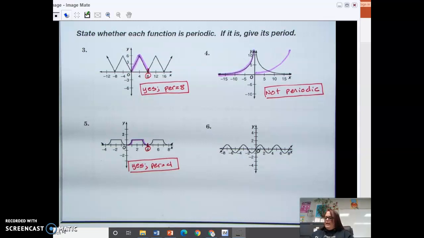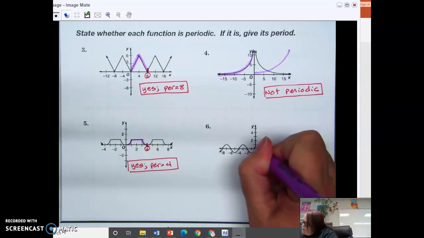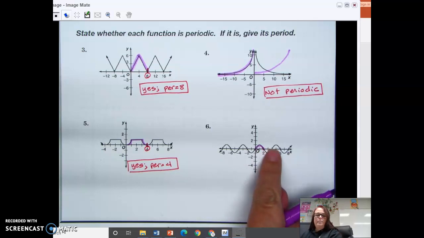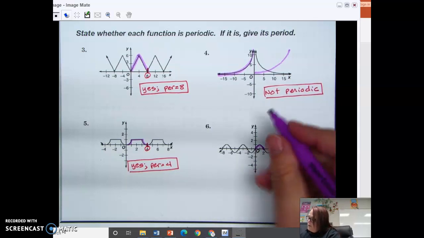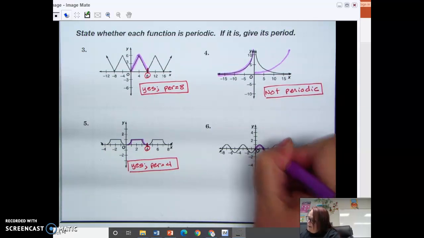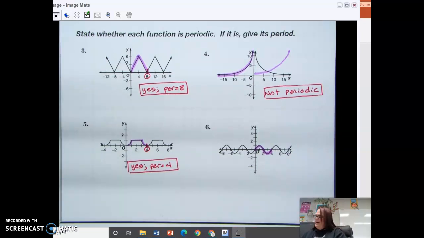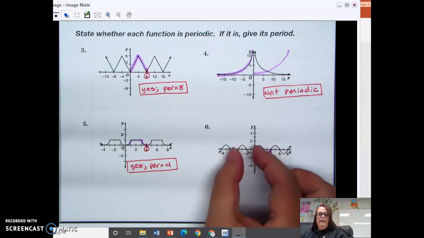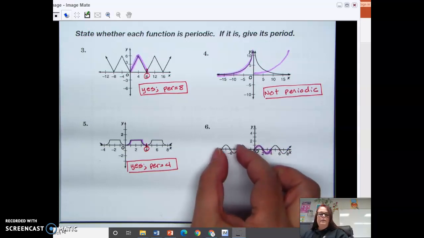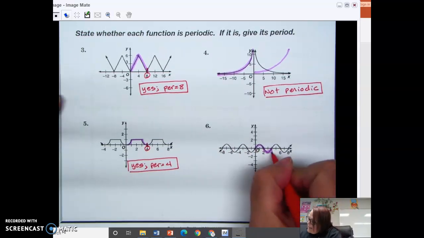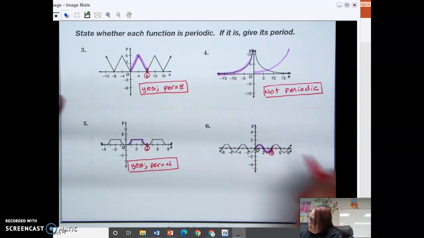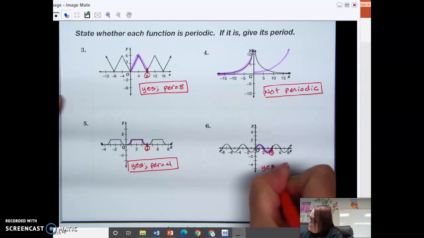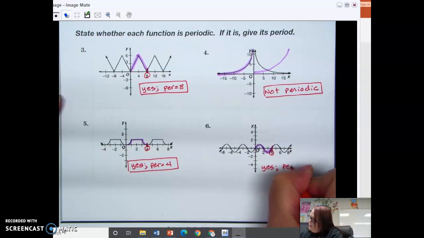All right, so again, try that number 6. And if I tried to just do this top part, I would just have a bunch of hills over the x-axis. So I need a top part and I need a bottom part. And then once I have that, I can take that little wave and I can put it here, and I can put it here, and I can put it here, and it's exactly the same. And it stopped at 4. And so I can say, yes, this is periodic, and the period is equal to 4.